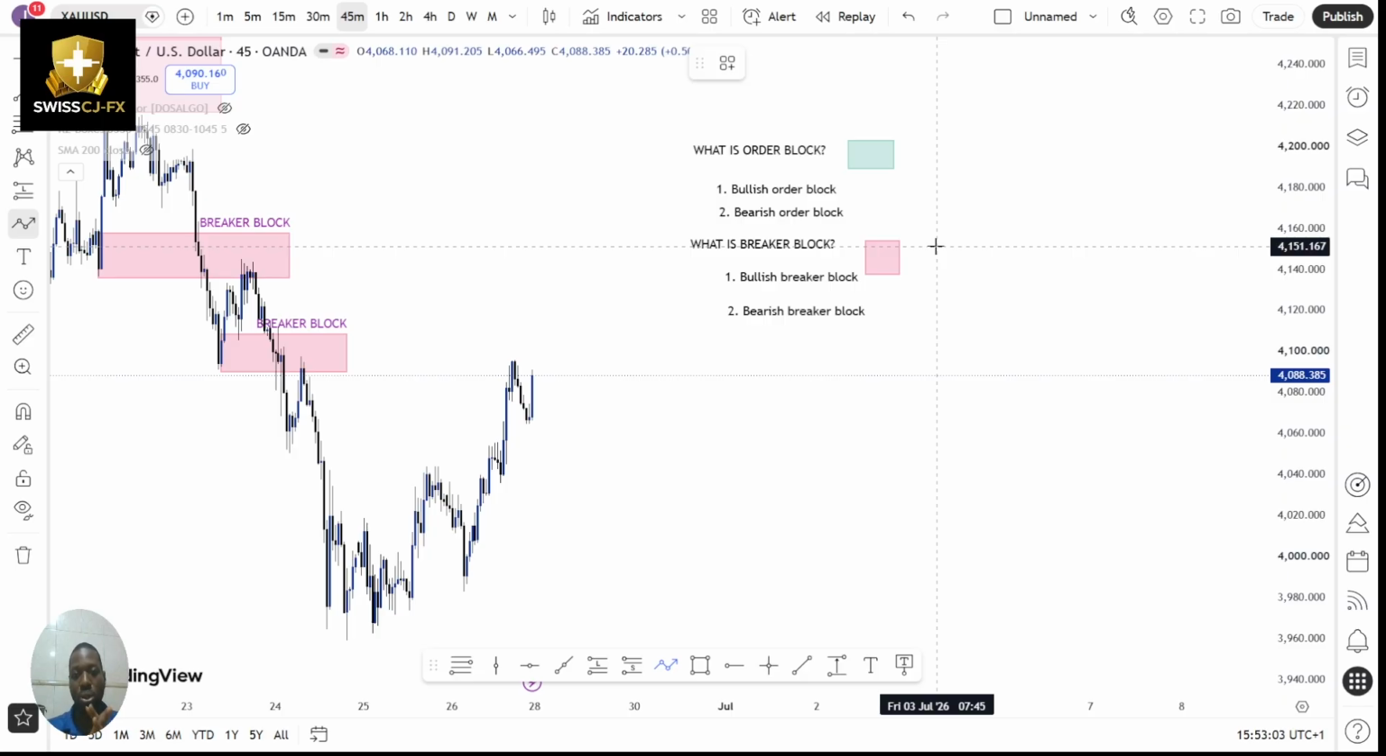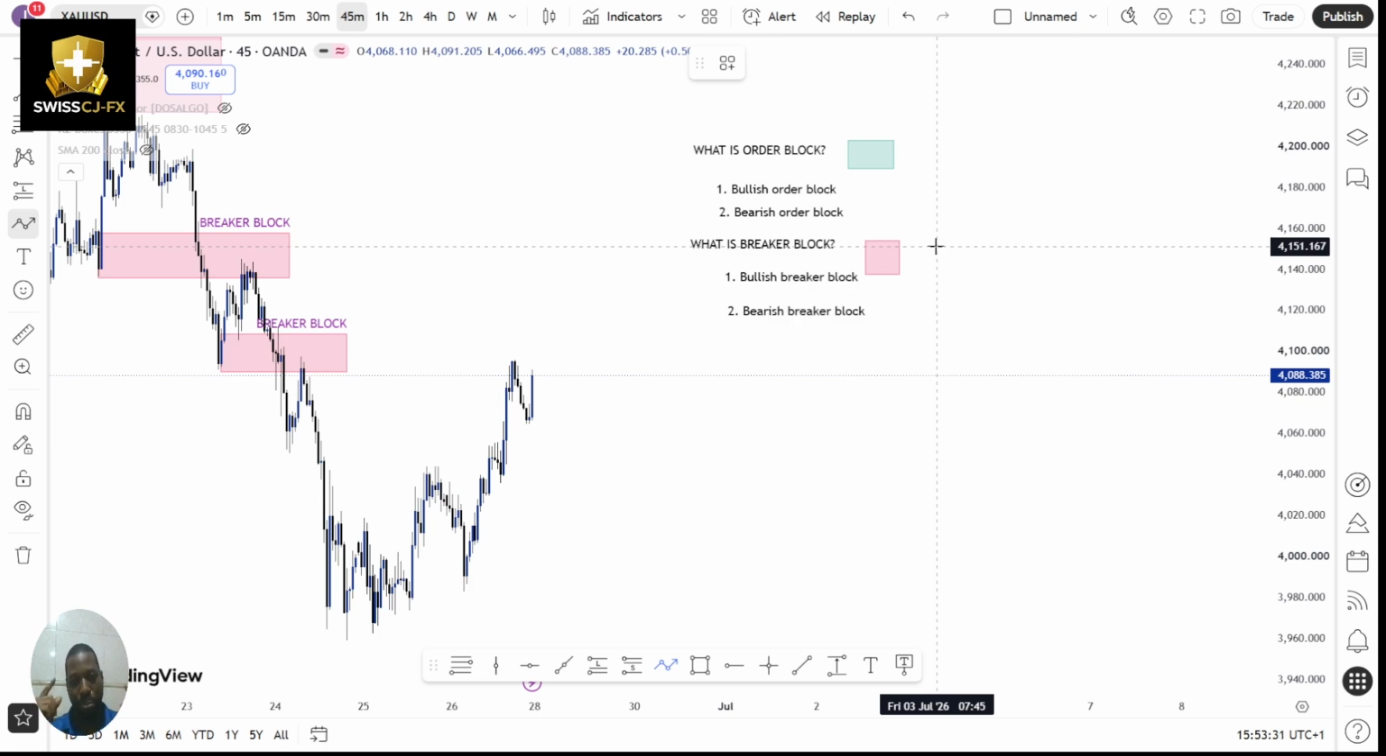So another thing that you need to understand about breaker block is that it actually means there's another block that was greater than the breaker block that failed. So the breaker block is actually an order block, but it was too weak to hold price towards the direction it ought to hold. So the other block that was stronger than it actually pushed price above the breaker block.